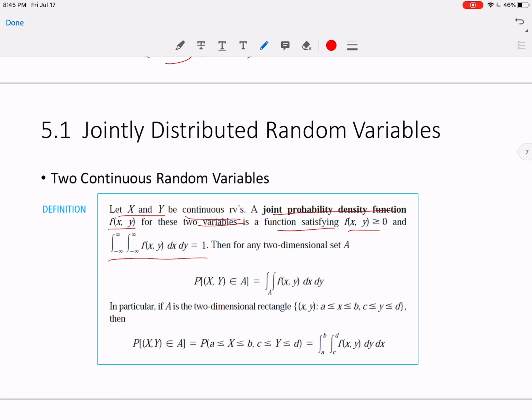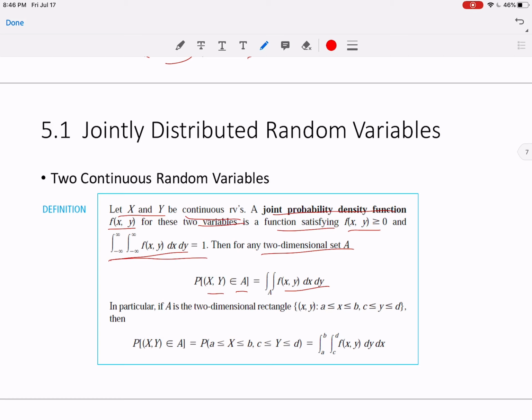In other words, just like the sum of all probabilities should be equal to 1, in this case, since we are dealing with two continuous random variables, we have to do the double integration. Then for any two-dimensional set A, the probability that the pair x, y is in set A is equal to the double integration over A of f of x, y, dx dy. Very similar to what we learned before.